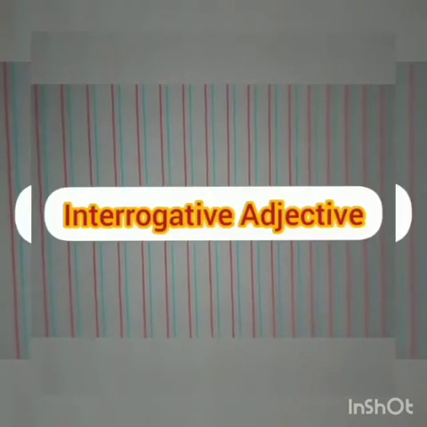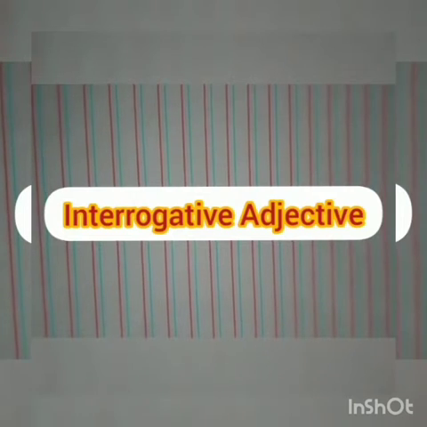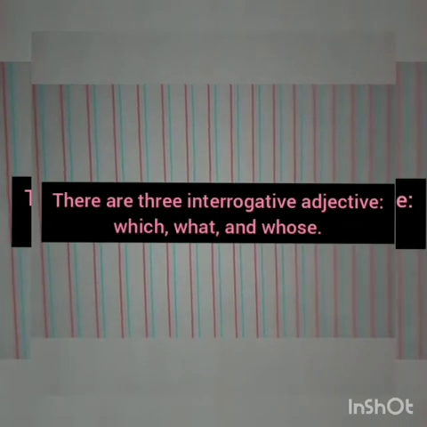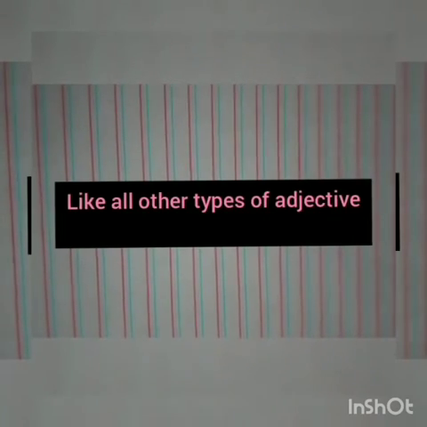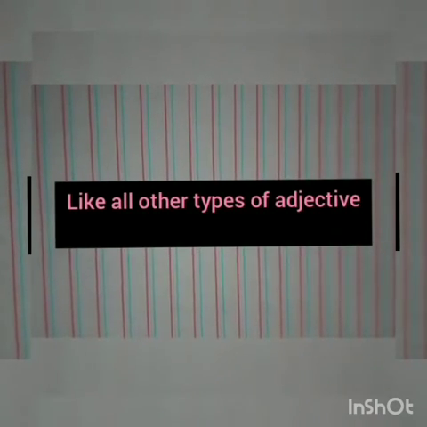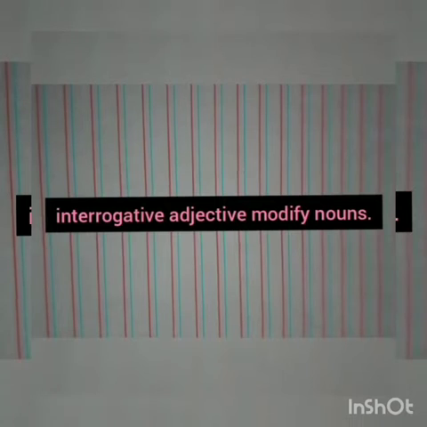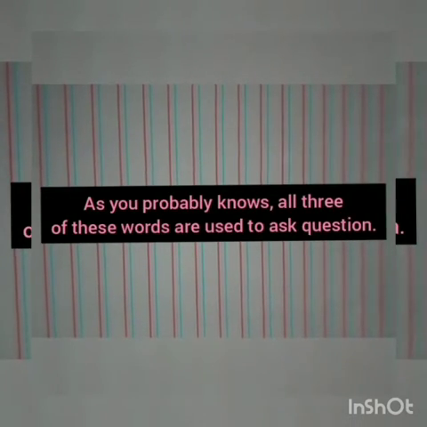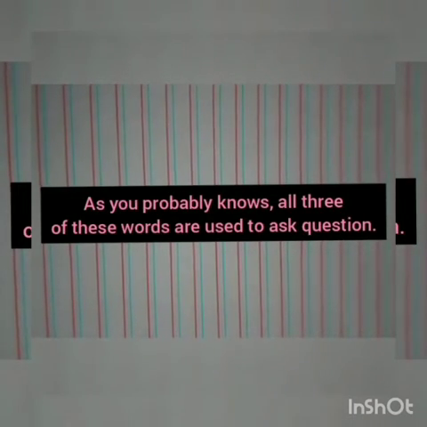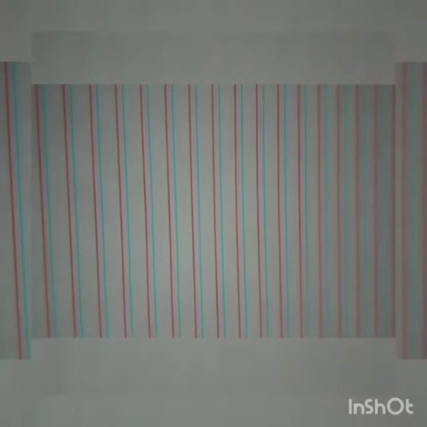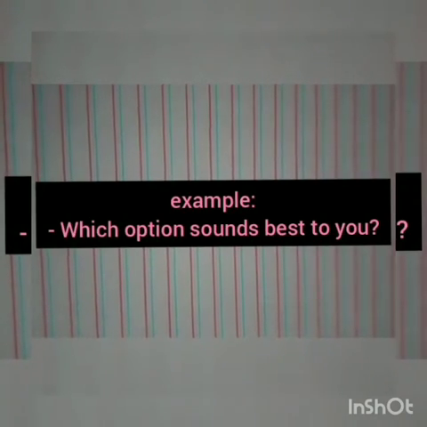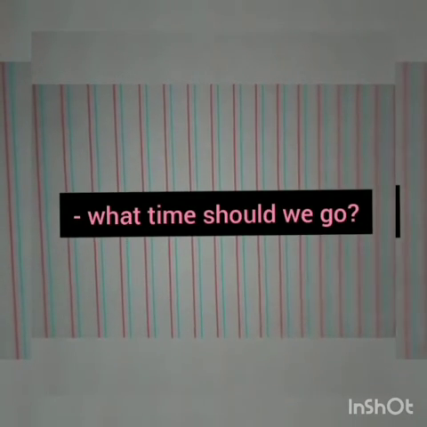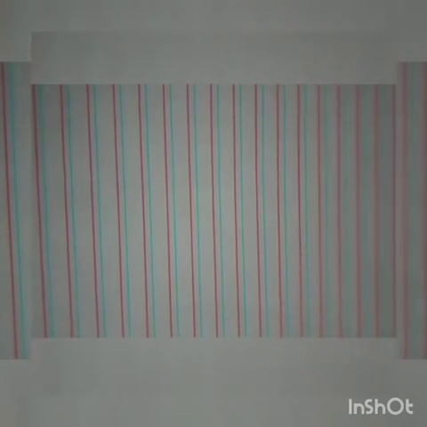And the next is interrogative adjective. There are 3 interrogative adjectives: which, what, and whose. Like all other types of adjectives, interrogative adjectives modify nouns. As you probably know, all 3 of these words are used to ask questions. Example: which option sounds best to you? What time should we go? Whose socks are those?